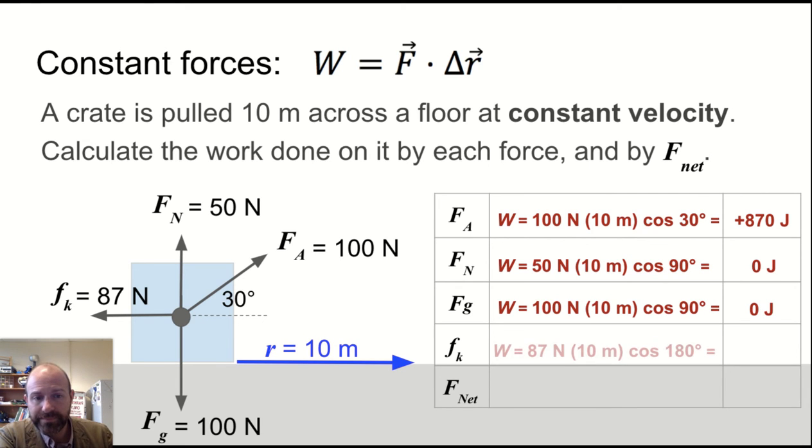The kinetic friction is at an angle of 180 degrees. It is opposite the direction of displacement. So we will end up with negative work, negative 870 joules of work. We could do two things. We could either sum up the whole column, positive 870 plus 0 minus 870 to get 0 joules of work, or we can calculate the net work as the net force times the displacement times the cosine of the angle between them. There is no angle here because the work is 0 and we get 0 joules. So we can add them up either way.